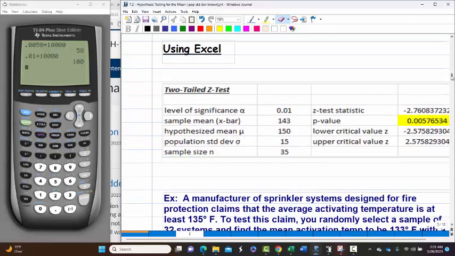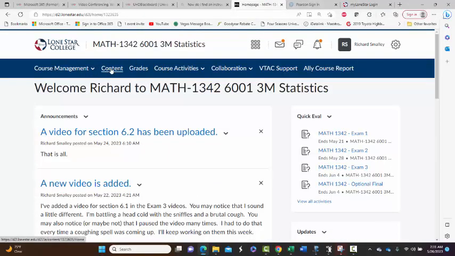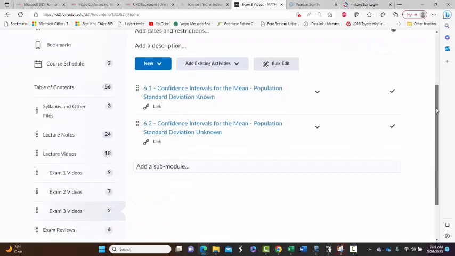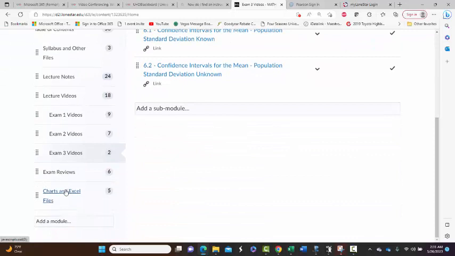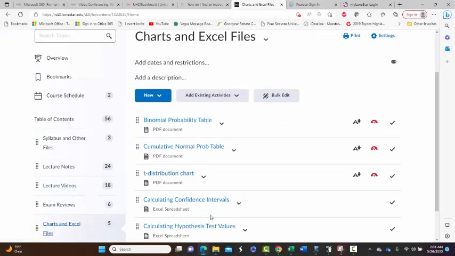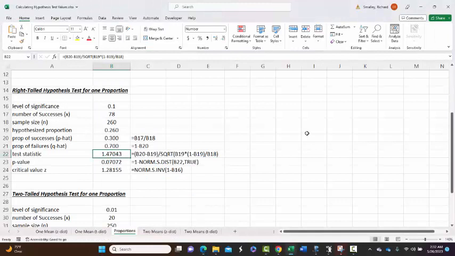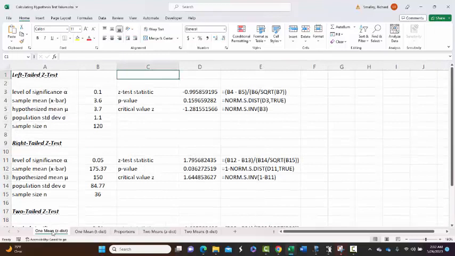Now in Excel, I already have the file open, but let me just show you. I'm sure you would have noticed it when you were doing confidence intervals. Right next to the confidence interval Excel file, at the bottom, is calculating hypothesis test values. So here it is, the file. Now we're working with this one mean z distribution.